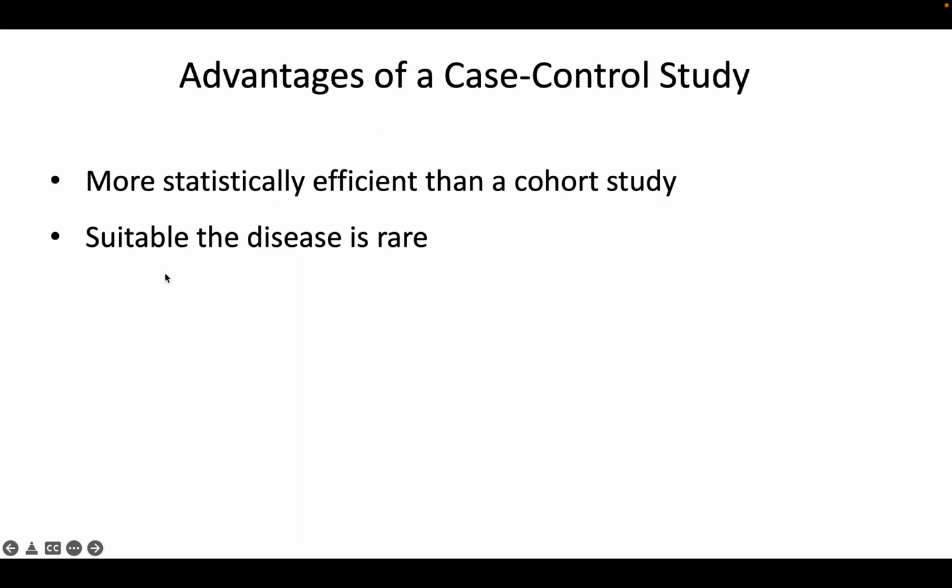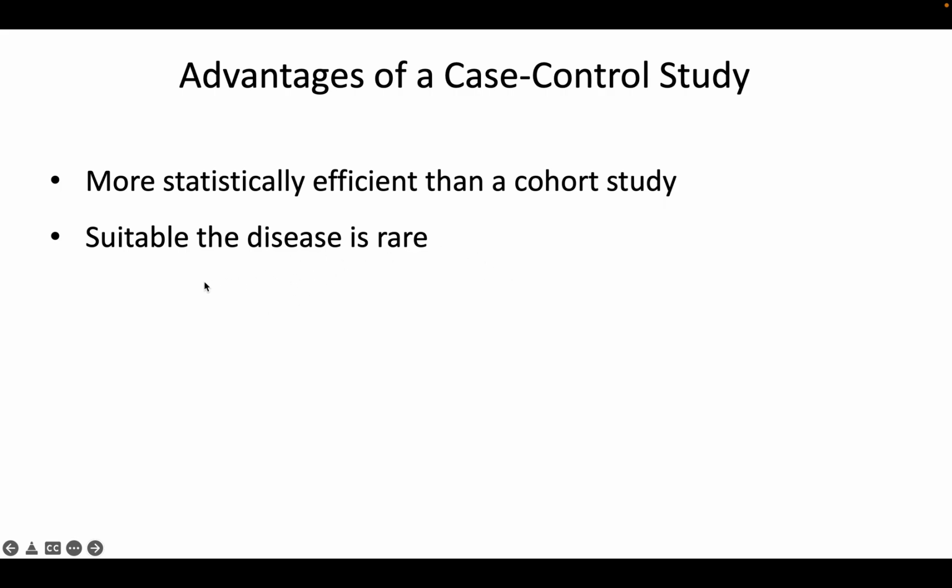Case controls are suitable for rare diseases, so if a disease is very rare and you try and use a cohort study, it might take decades to accumulate enough cases. But the nice thing about a case control is you don't need to wait for cases to occur. Basically, you just use the records of cases that have already occurred and do everything retrospectively.